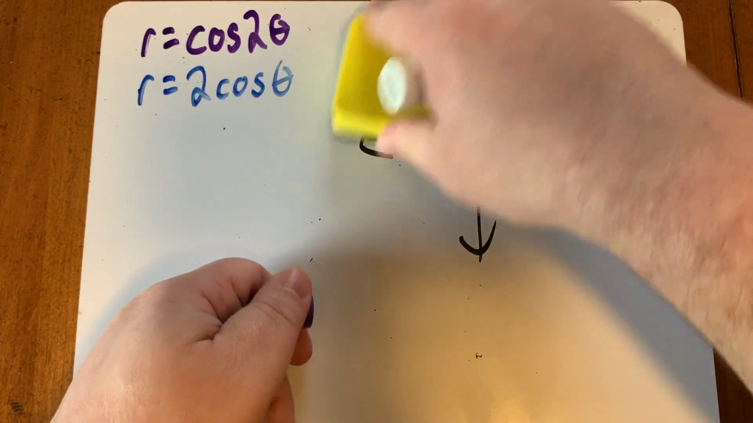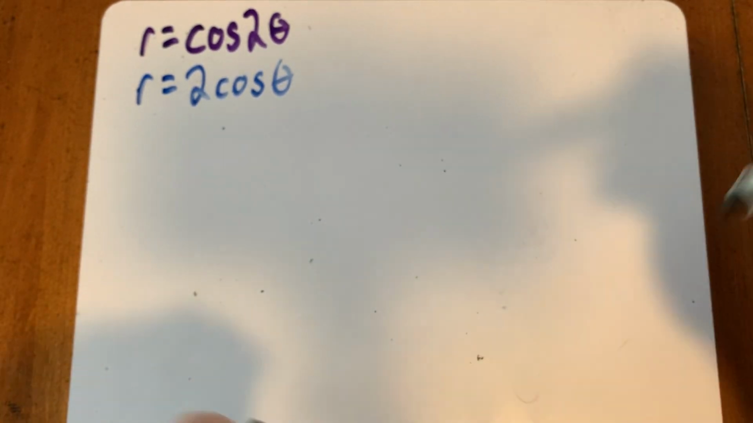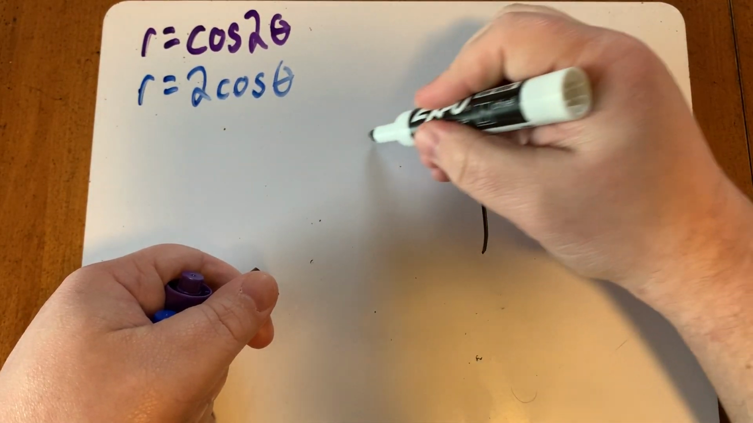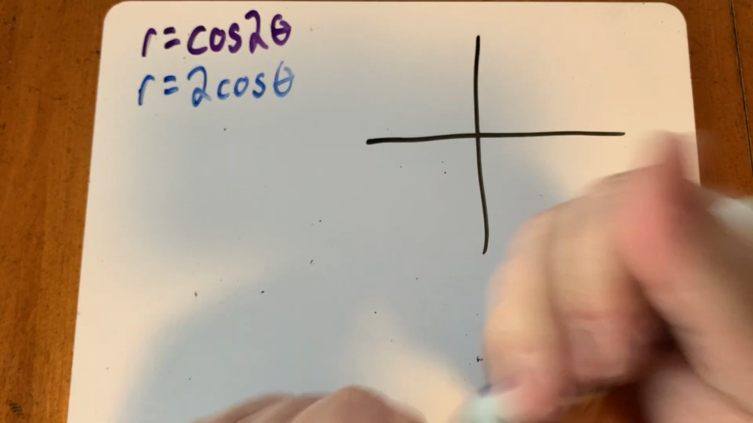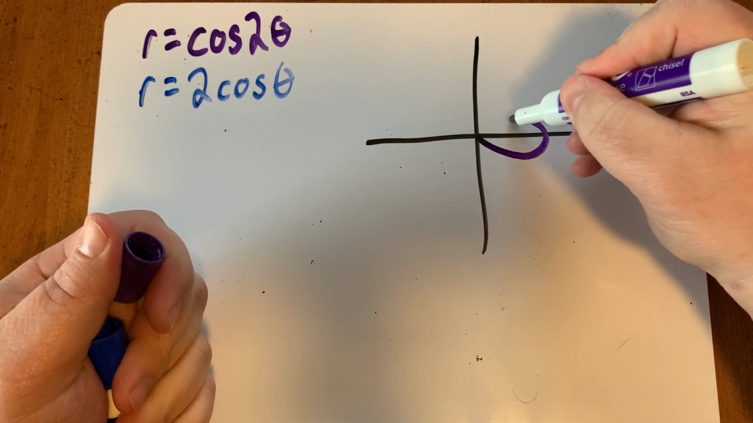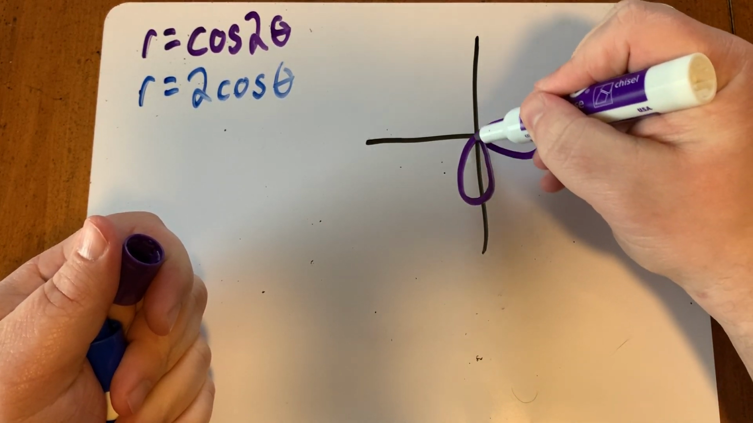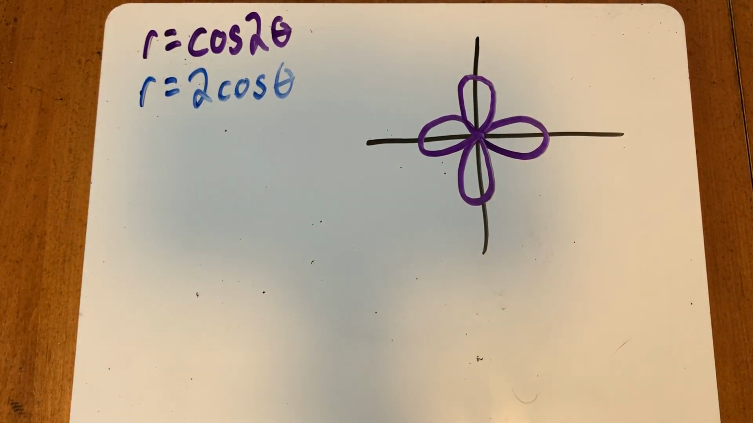Oh, that's just ugly. Let me try that again. Sorry, I can't talk and draw that at the same time. I actually had my tongue out like Michael Jordan as I was doing that.